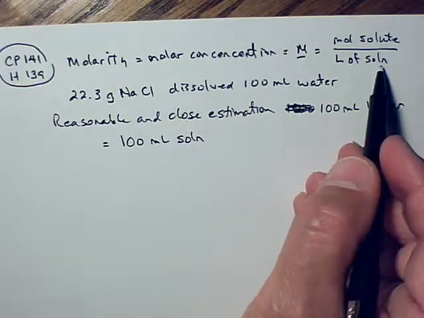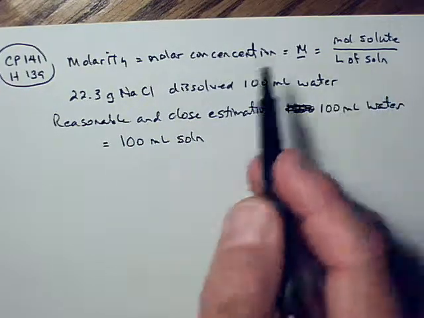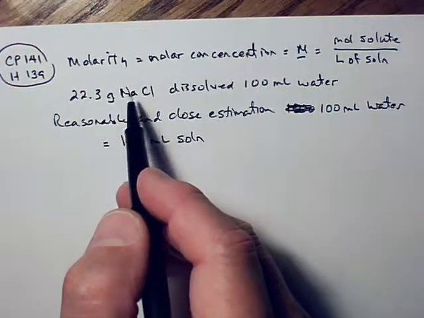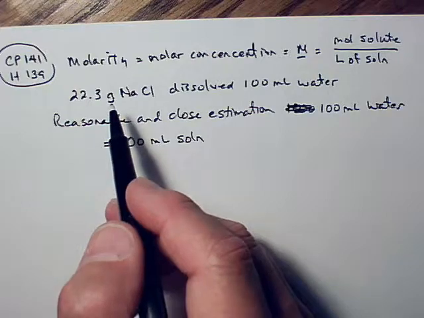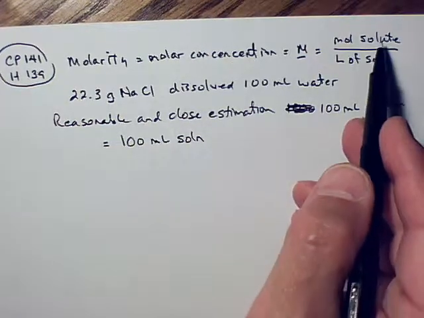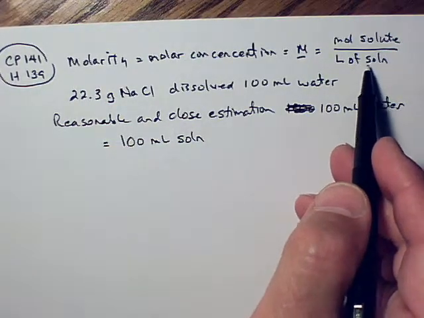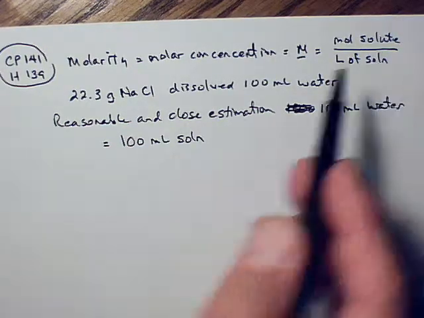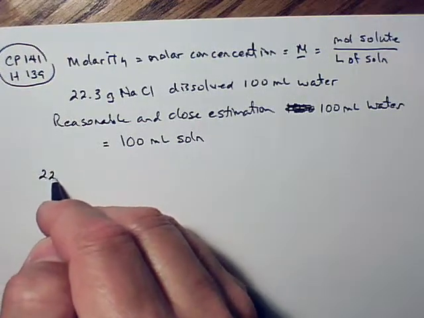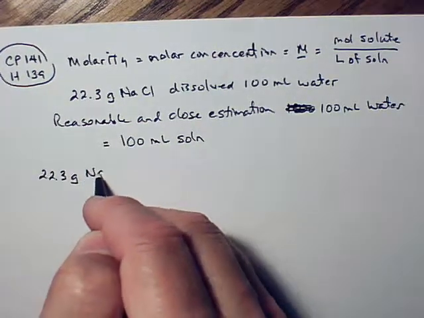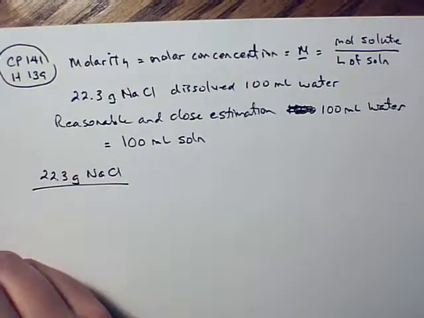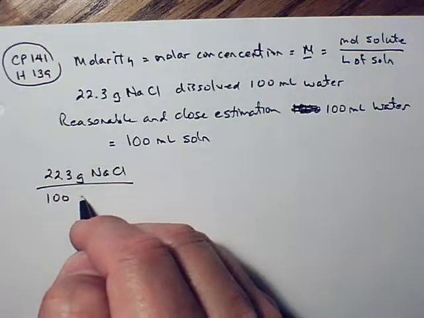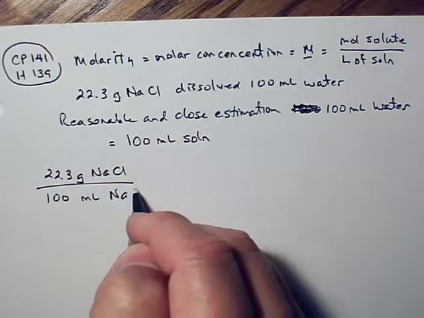So we have milliliters of the solution, but we need it in liters. We have grams of the thing being dissolved, the solute, but we need it in moles. So we're going to have to do some conversions, right? Let's go ahead and put the solute over the solution. The solute is 22.3 grams of sodium chloride. We're going to put the solution on the bottom, 100 milliliters of this sodium chloride solution.